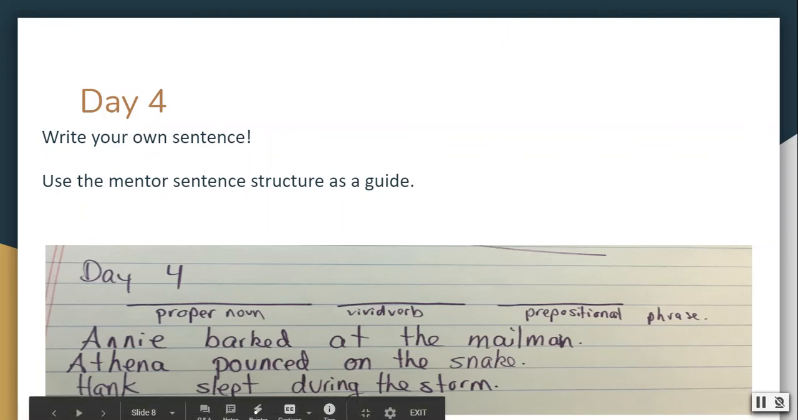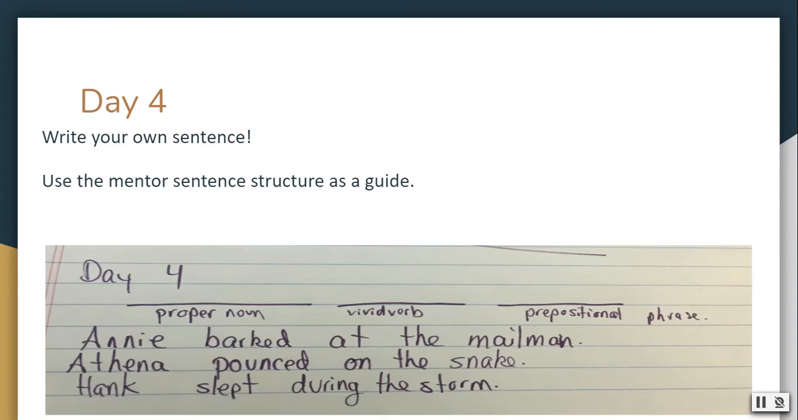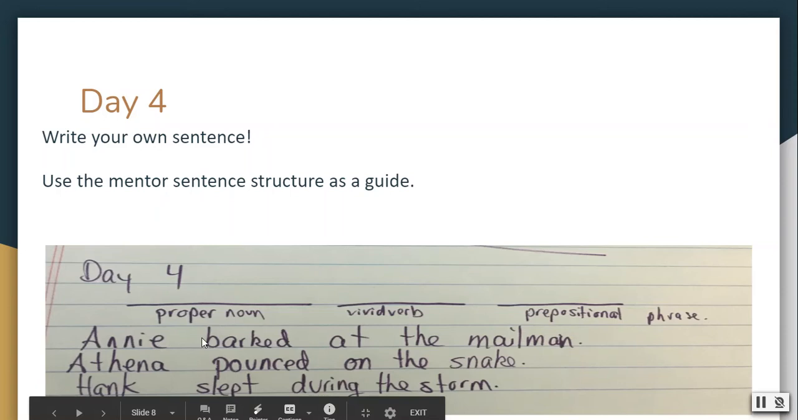In my experience, students really love day 4. I saw a 5th grade teacher using mentor sentences in her classroom, and her students really enjoyed it. They actually got excited for grammar, and these are 10-year-olds, so they don't always get excited for grammar at that age, but these kids were, because it was tied to a book that they really liked. So on day 4, you give them the skeleton, and then they fill it in.